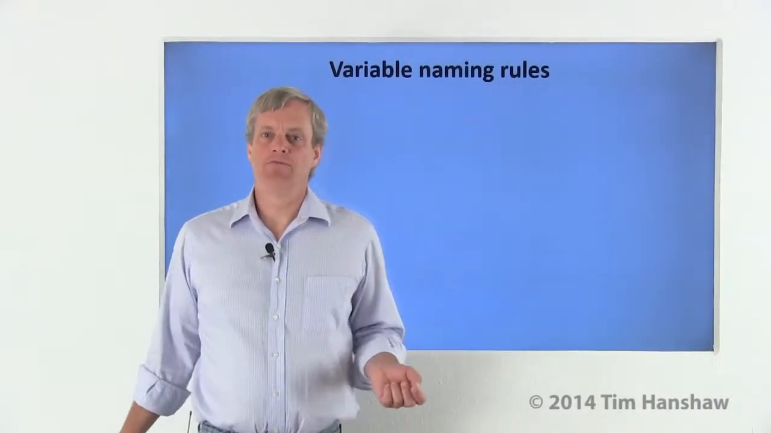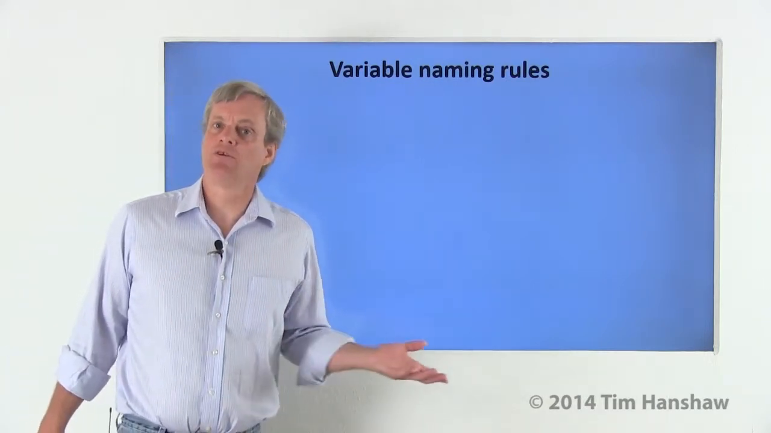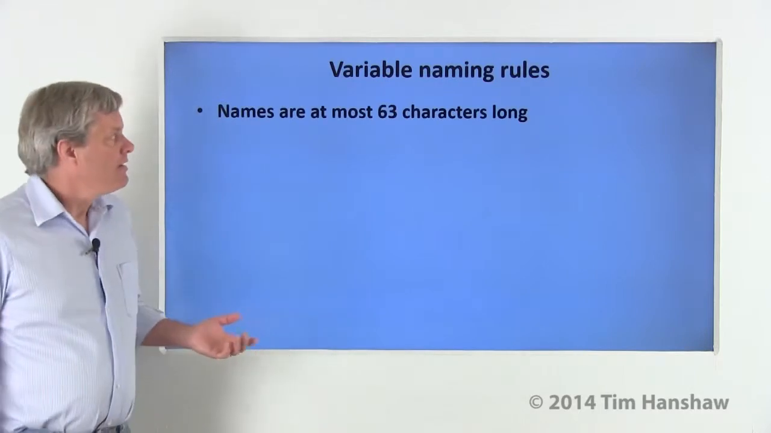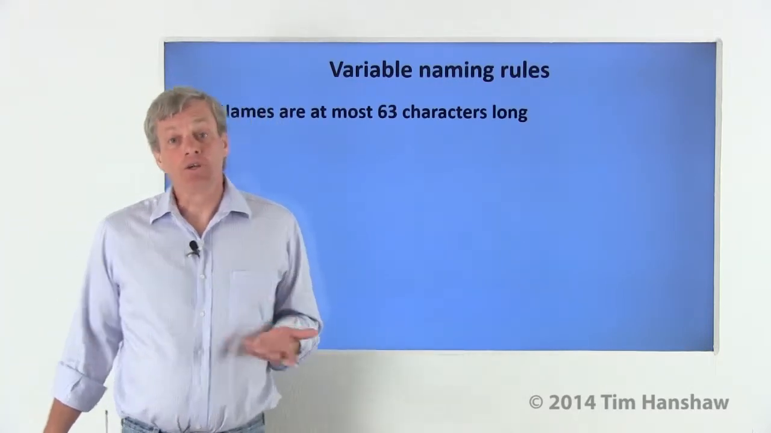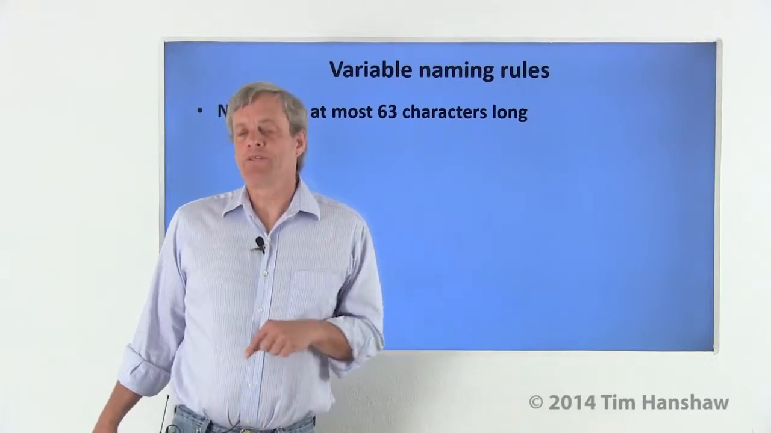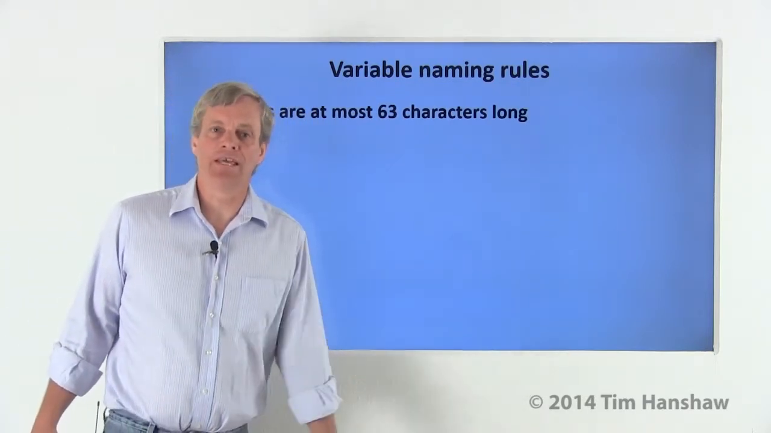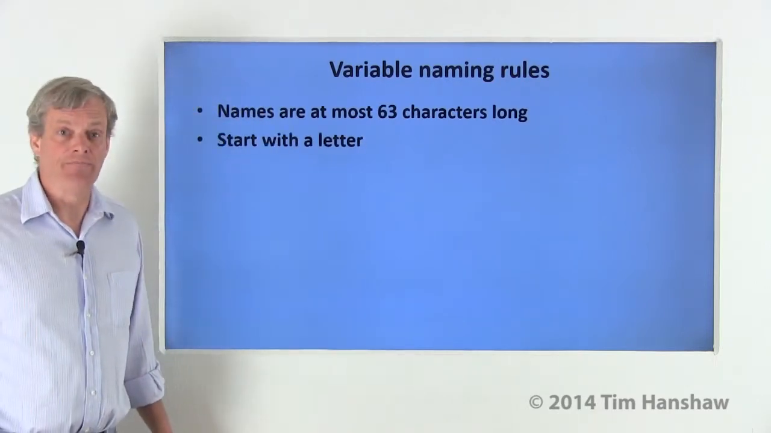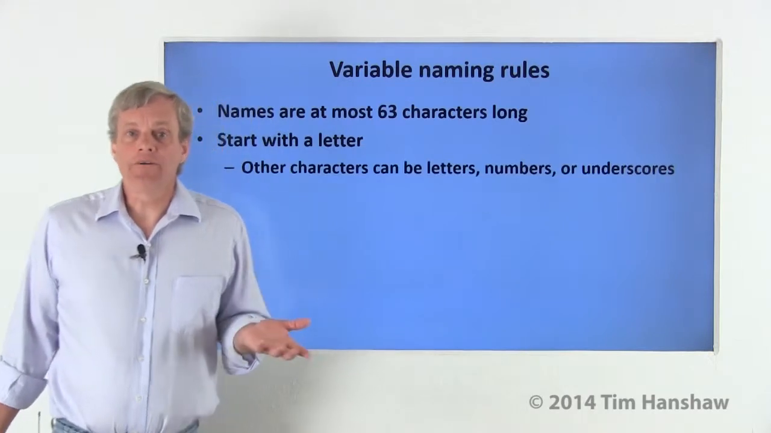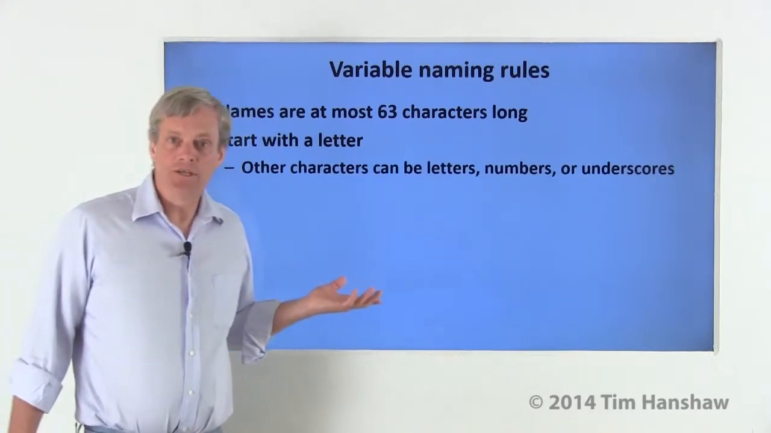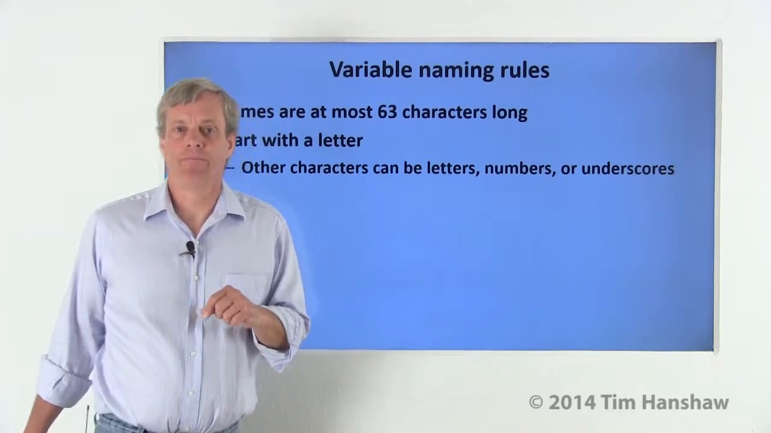Since any array we define requires a name, let's quickly summarize MATLAB's rules for naming variables. Variable names can be at most 63 characters long. You can try to create variable names with more than 63 characters if you want to, but MATLAB simply removes any characters after the first 63. Variable names should start with a letter. Other characters can be any combination of letters, numbers, or underscore characters.